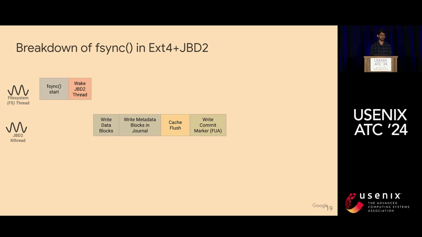Then it writes the commit marker block. This block marks the end of a journal commit, and this is written using a special command called forced unit access. This command directly skips the disk's cache and writes the request into the disk's non-volatile storage. At this point, the commit is complete, so JBD2 wakes up the file system thread and that ends the fsync.